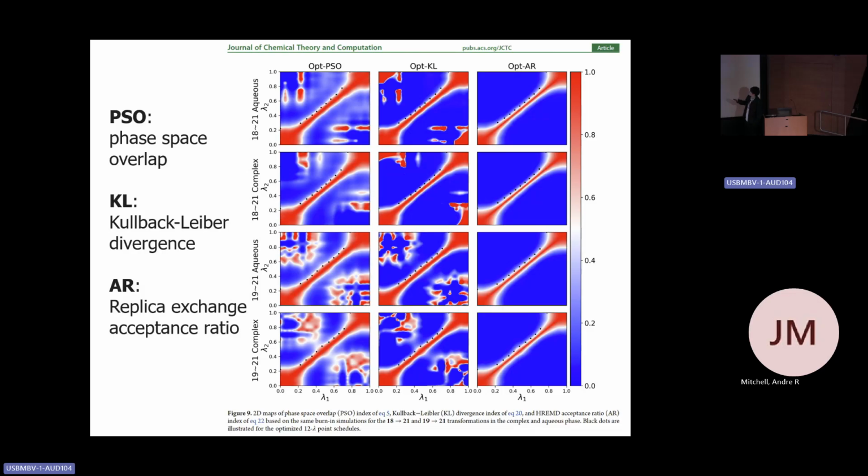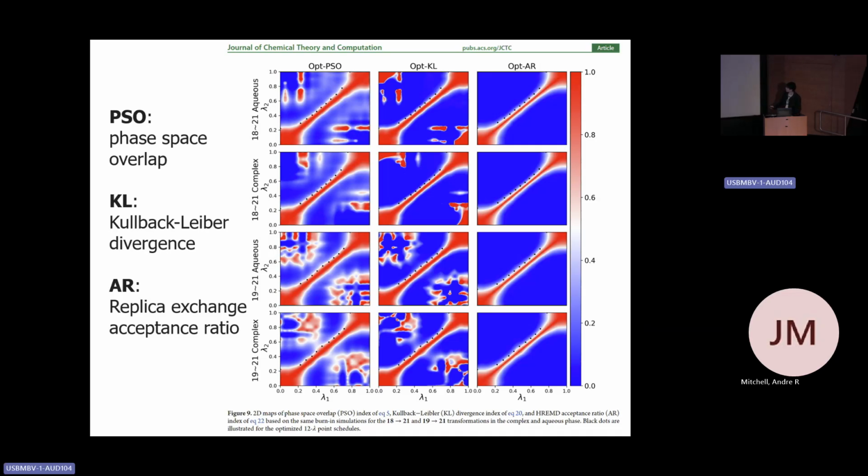The second is the Kullback-Leibler divergence for the potential energy distribution of each lambda window. The third is the optimized replica exchange acceptance ratio. Among them, the optimized acceptance ratio seems to be more robust to the noise generated by two distant lambda windows. But in general, all three indices give very similar results, with no significant difference in the new set of lambda windows.